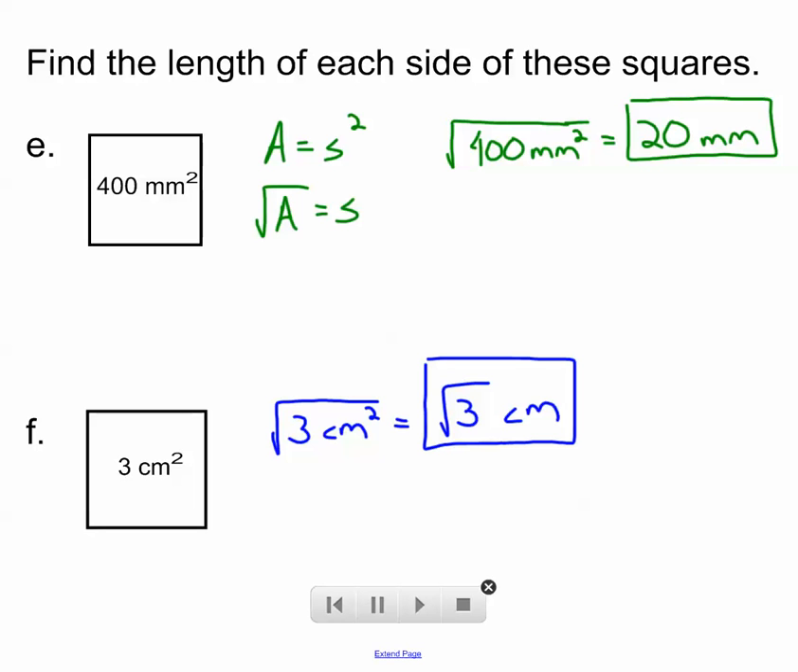So maybe, you know, if we're talking to somebody, we'd say it's about 1.73 centimeters, but that's not exact. Square root of 3 centimeters is exact. 1.73 centimeters is an approximate. It's pretty darn close.